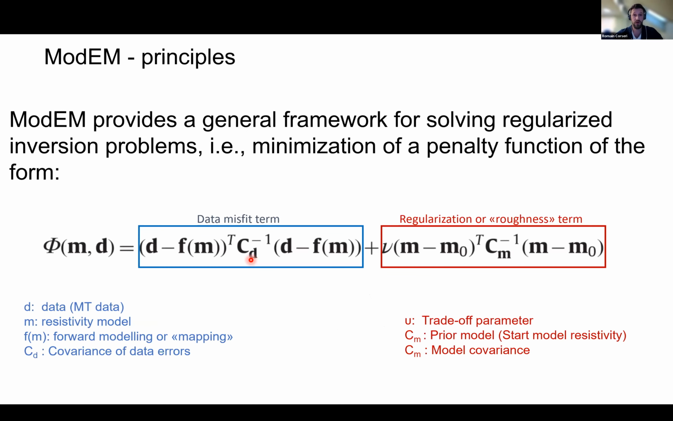The objective of the inversion scheme is to minimize an objective function that you can see spelled out here, that has a data misfit term, but also a regularization term.